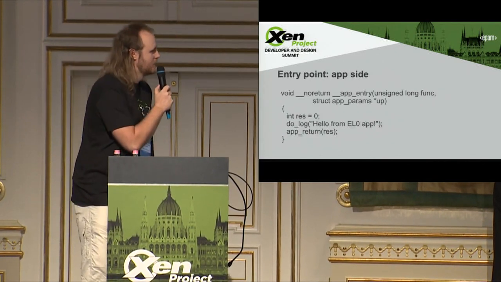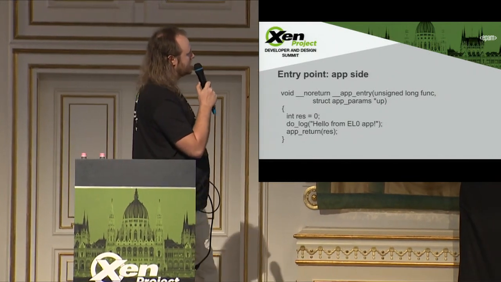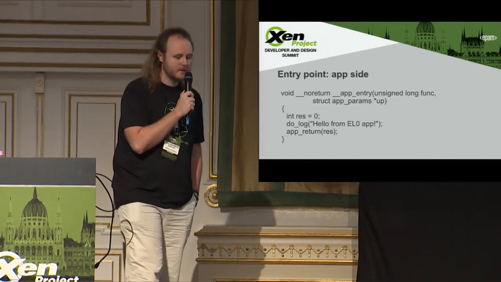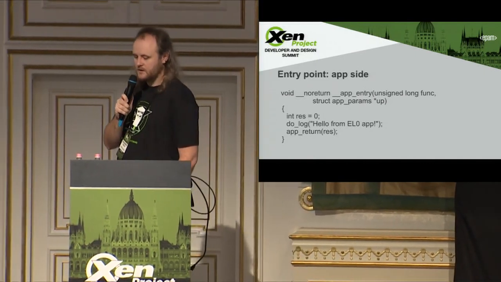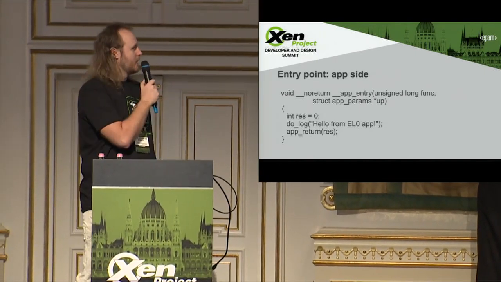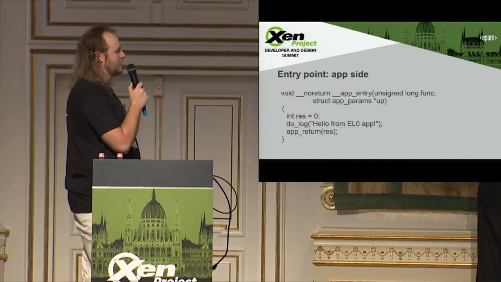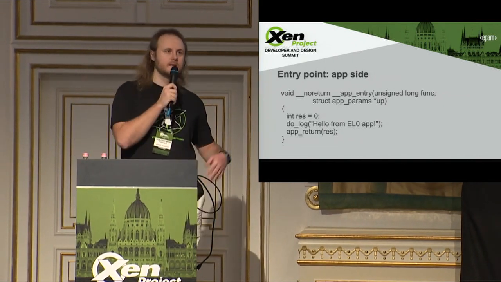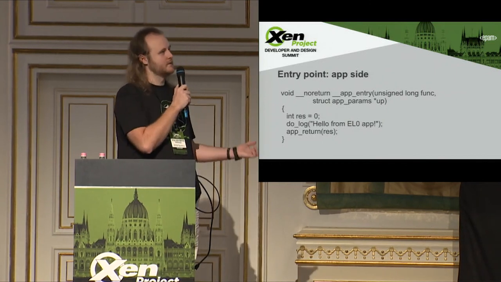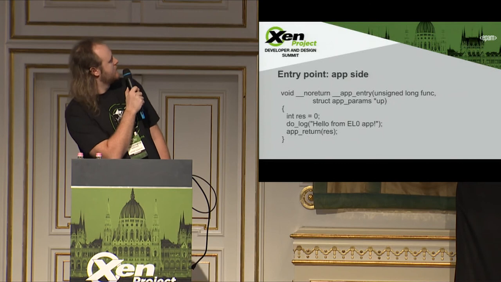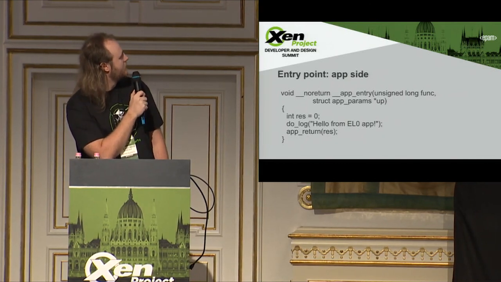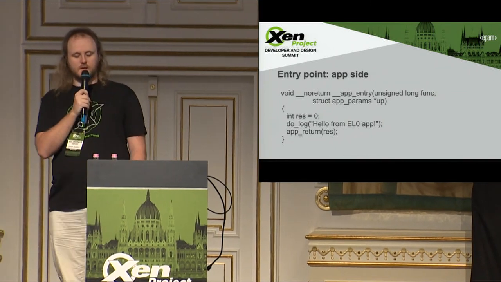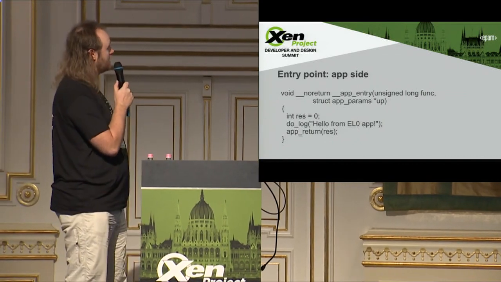So how does this application look? There is only one entry point to the application, and when the hypervisor needs to call the application, it just jumps to this function. As you can see, there is a function number parameter. For example, it can be please handle read, or please handle write, or please do any other operation. And the additional parameters are in the structure. And there you can see a simple hello world application. It just prints a message to a log and then exits back to XEN.